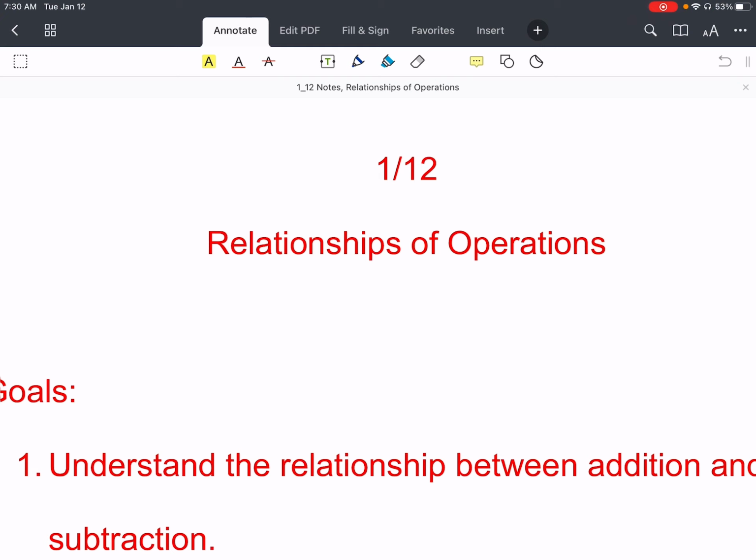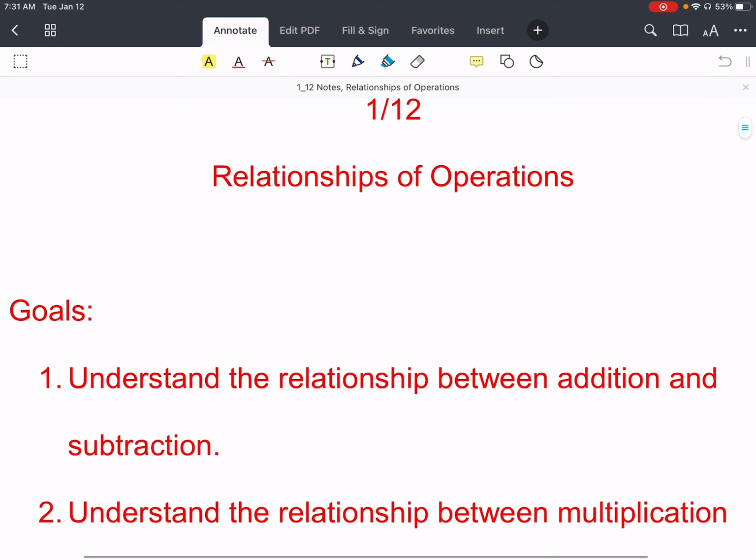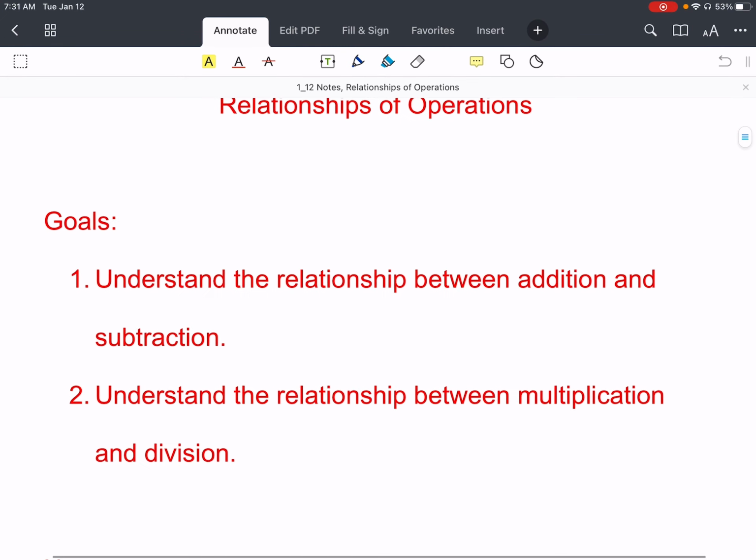Today is January 12th, and we are studying the relationships of operations. That sounds like it's going to be complicated, but it is really pretty simple. So there are just two goals. Goal one, understand the relationship between addition and subtraction. Goal two, understand the relationship between multiplication and division. So we're going to be doing two different types of problems, but they have similar tendencies.